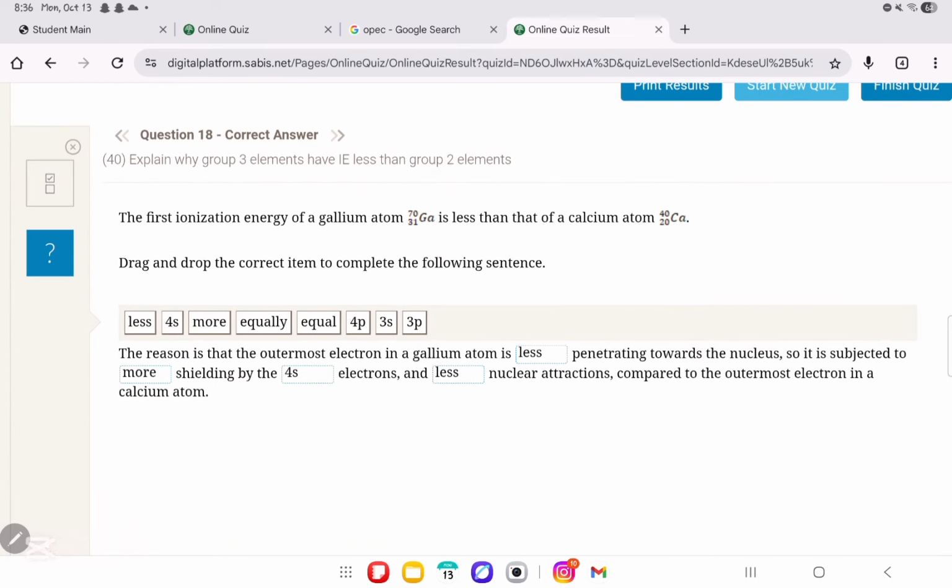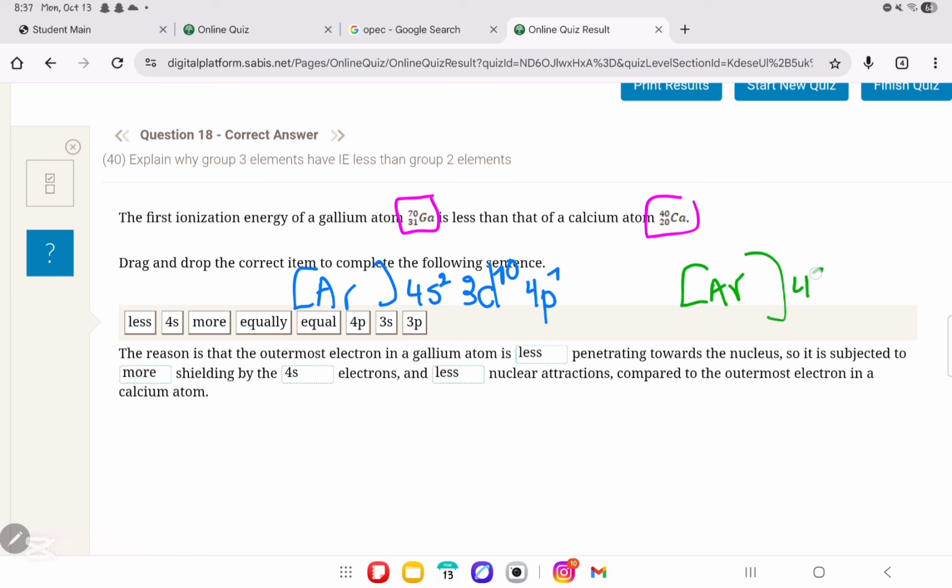Question number 18. The first ionization energy of a gallium atom, 31Ga, is less than that of calcium. Why is that? First of all, we need to do the configuration of gallium and calcium. Gallium is going to be argon 4s2, that's 20, 3d10, that's 30, and then 4p1. Now, for calcium, it's also argon, but it's only argon 4s2.